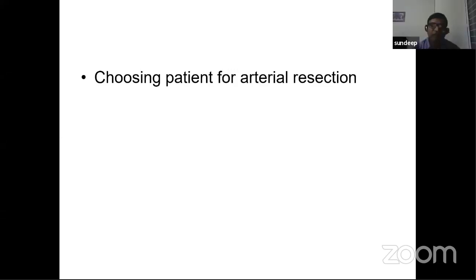No, actually, with SMA involvement, in our practice, we don't consider them for arterial resection and reconstruction. We just don't go for surgery at all. Okay, so they are straightforward unresectable patients. Yes, for us they are unresectable.